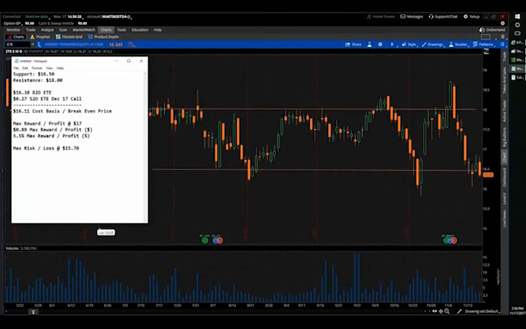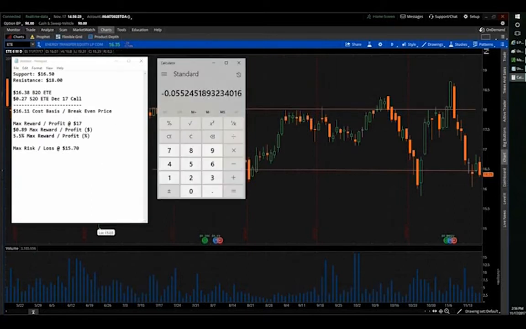So 15.70. Now, how much would I lose? I can do this one in my head, but just so you're following along here, $16.11 minus 15.70, I'd lose 41 cents if I got called out there. Now, 41 cents of our cost basis would mean we lose about 2.5%.